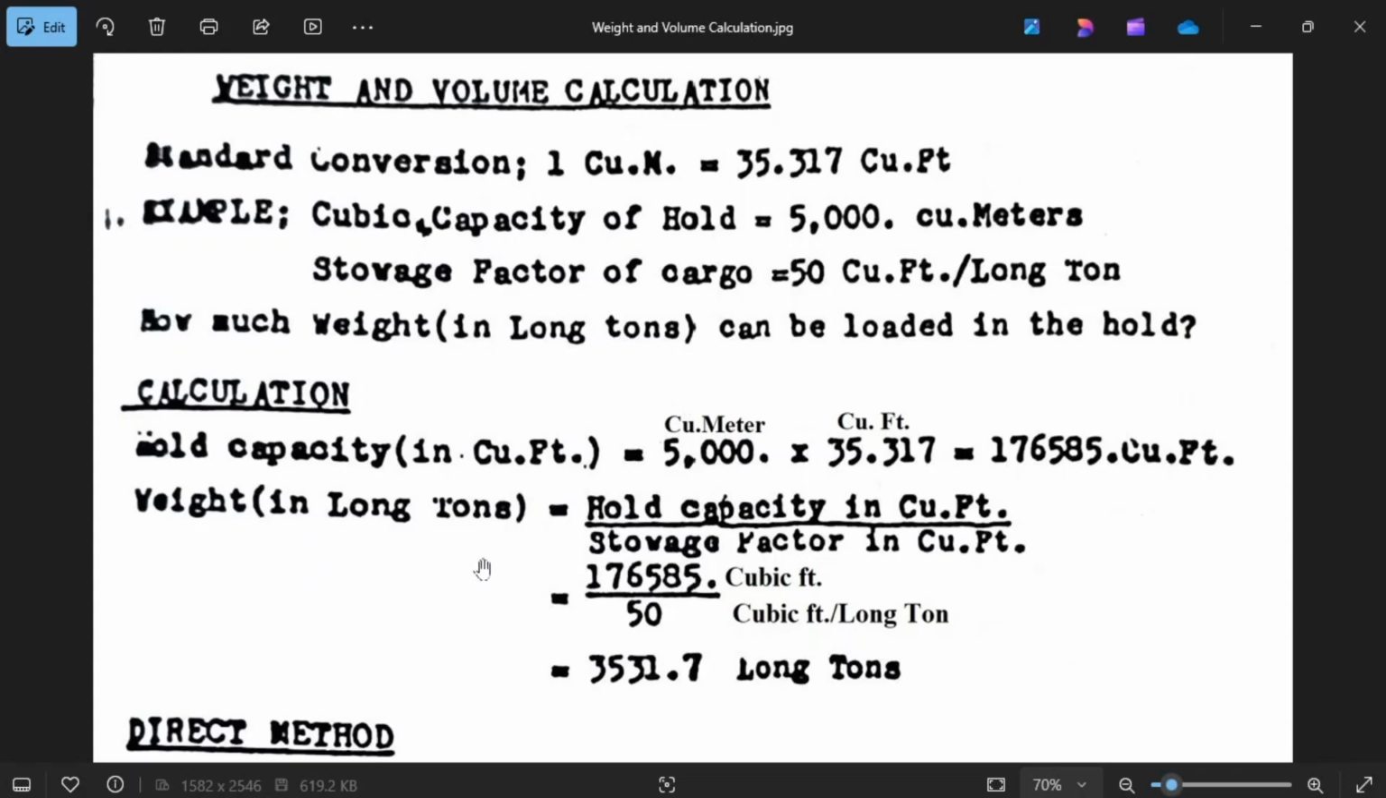Okay, so we have to convert this to long tons. From this we have to use the storage factor. So what will be the weight in long tons? From 176,585 cubic feet, what will be the weight in long tons? Because you have to convert this to long tons. So the hold capacity in cubic feet, 176,585, is over the storage factor. The storage factor is 50 cubic feet per long ton. So 176,585 over 50 cubic feet per long ton will be 3531.7 long tons. So we'll check, guys.